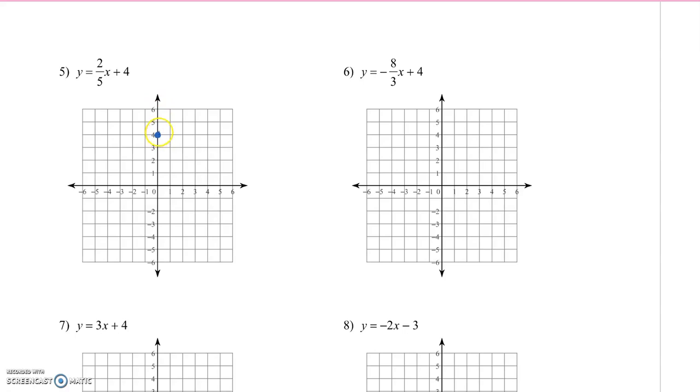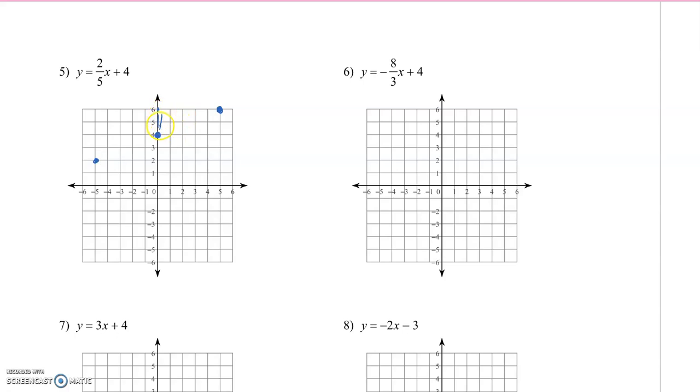So I'm going to go rise of 2. So that's up here. Run of 5, which would be over here. So went up 2 across 5. Did that way. Now, of course, you could also go the other way. If this had been too high, instead of going up and to the right, you could also have gone down and to the left and ended up here. It doesn't make any difference.